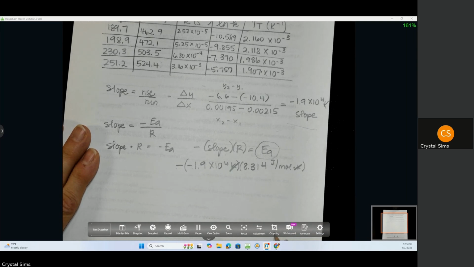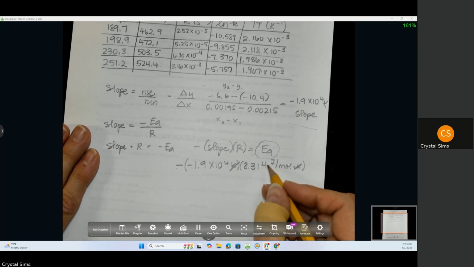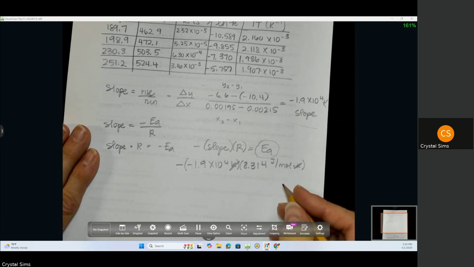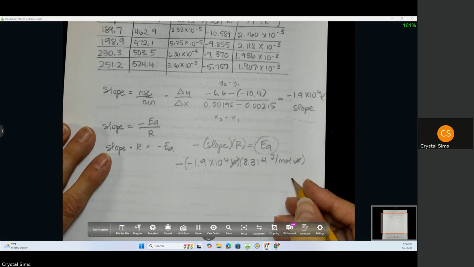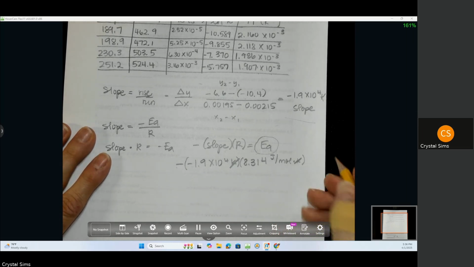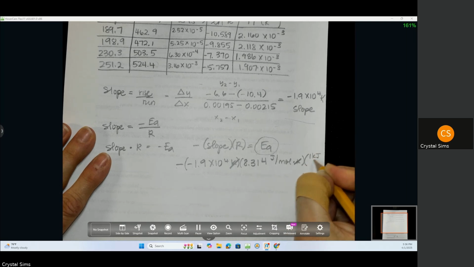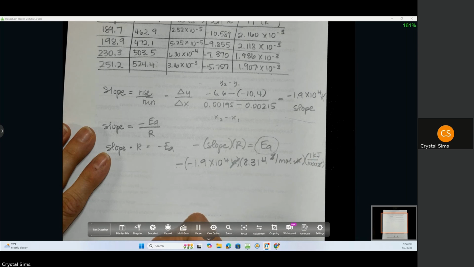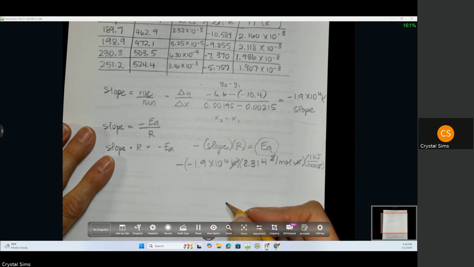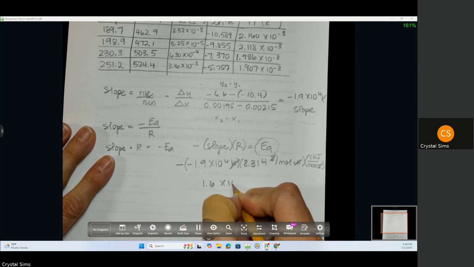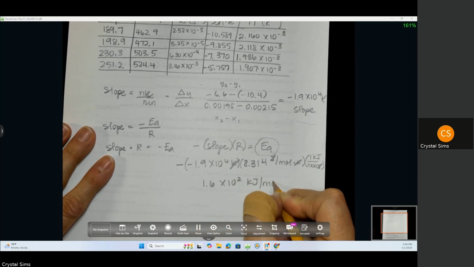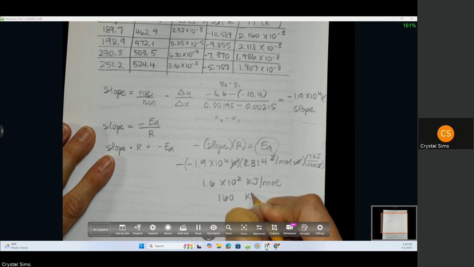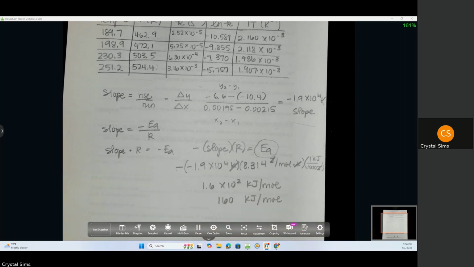And so we're going to get this, and then we're going to convert it into kilojoules, because remember, a joule is such a tiny, tiny amount. So let me add my conversion on here for joules so that we end up with kilojoules per mole. And the answer that we get is 1.6 times 10 to the 2 kilojoule per mole, or 160 kilojoule per mole. So that is the activation energy.